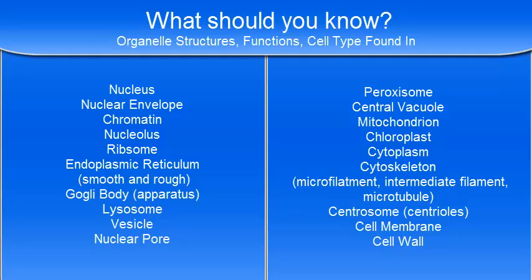In animal cells only, you will also have your centrosomes, which are made of two centrioles that use microtubules to help organize cell division. And in all cells, you'll have a cell membrane. Remember that phospholipid bilayer, and the cell membrane controls what enters and leaves the cell. And you will have a cell wall in your plant cells, not your animal cells, which provides structure and support and is composed of cellulose.